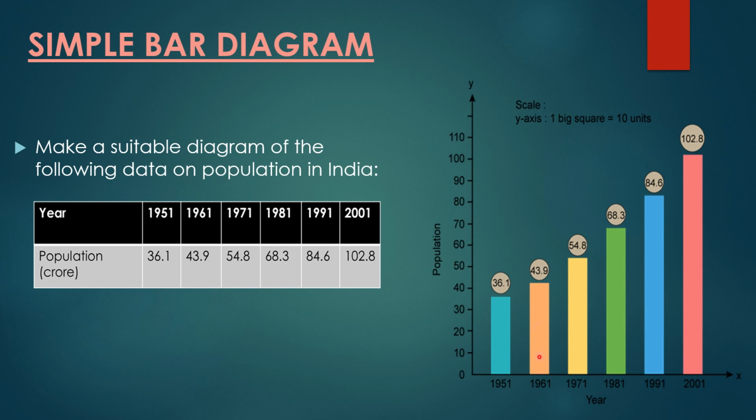For 1961 it is 43.9, 1971 it is 54.8, then 1981 that is 68.3, 68 definitely lies somewhere just below 70. So we are going to make it here, and 1991 is 84.6 and 2001 is 102.8. This is the presentation of that data in a simple bar diagram. As a simple bar diagram it is presented over here.